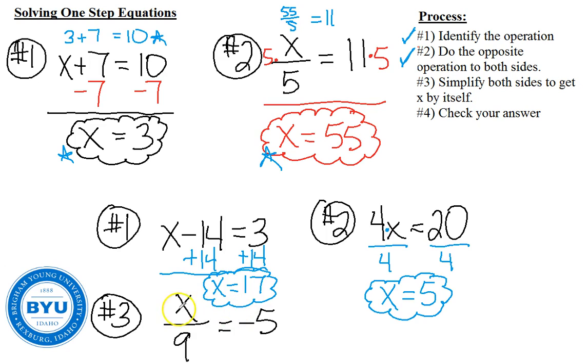The last one, x divided by 9 equals negative 5. Okay, what's the opposite of divide by 9? The opposite of divide by 9 is multiply by 9. So we need to do it to both sides. Remember, if you do it to one side, you've got to do it to the other. We multiply both sides by 9, and the 9's go away. They cancel out. 9 divided by 9 is just 1. It leaves us with x equals negative 5 times 9, which is negative 45.